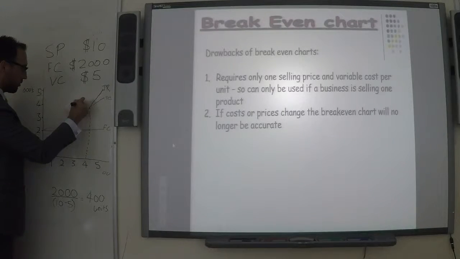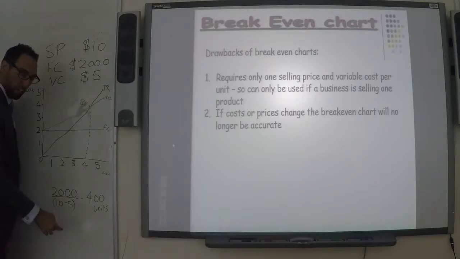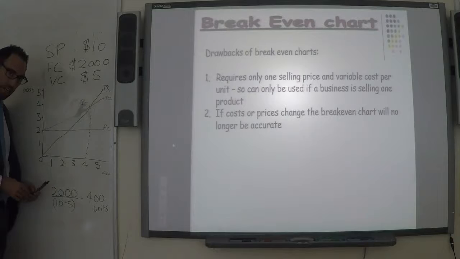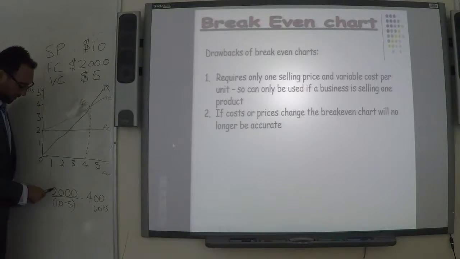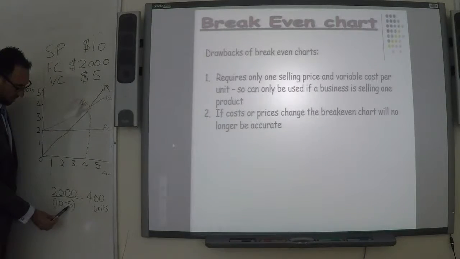Okay, we label this the break even point. So on here the break even point is 400. 400 output is the break even point. And I've done the break even formula here already to check it, and I hope you guys can see this. But the output is, the fixed costs are 2,000. The selling price is 10. The variable cost per unit is 5.